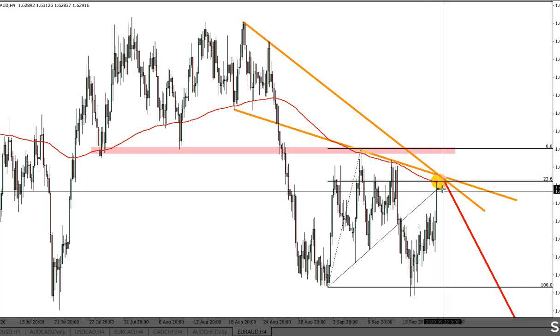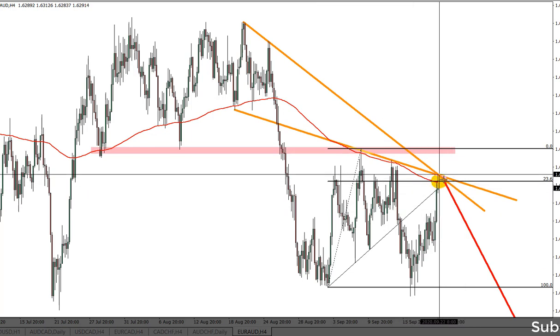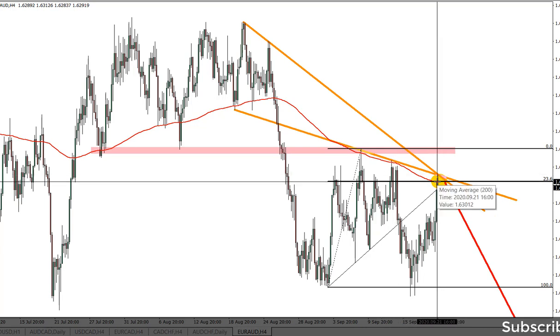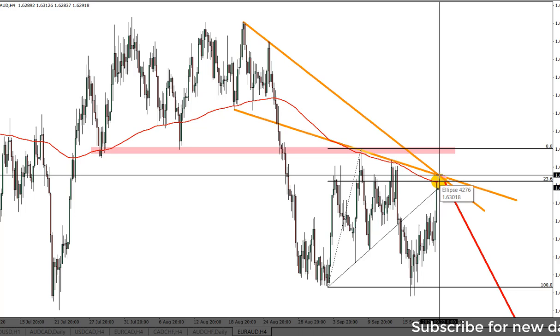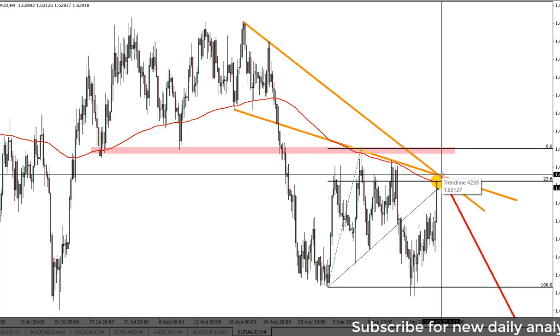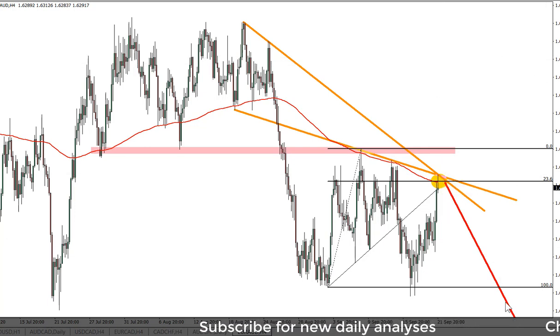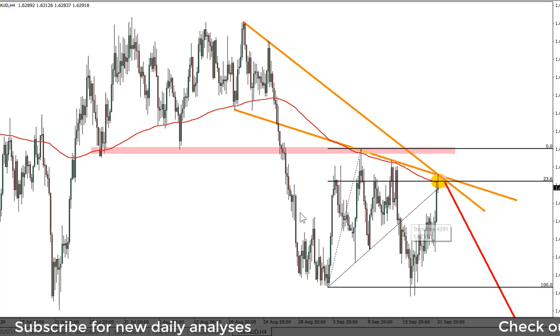Everything is being rejected, and the current price area should be very important. If euro Australian dollar manages to stay below this high, if there won't be a daily closing price above this, the downtrend should be imminent.